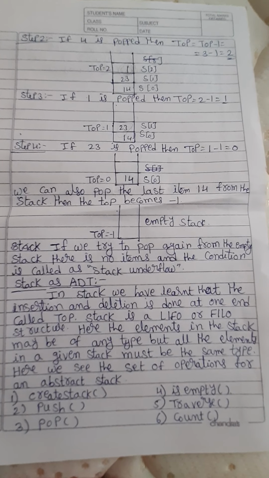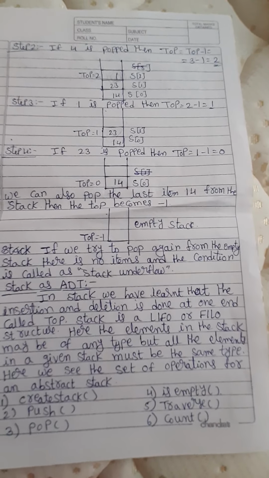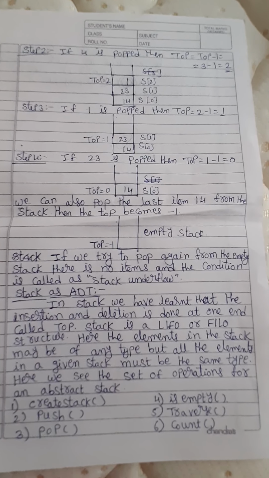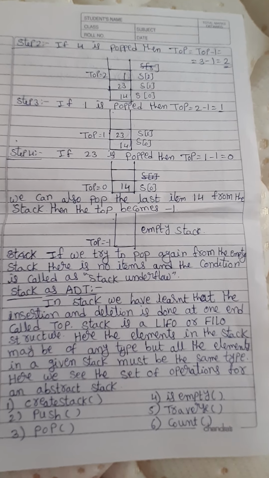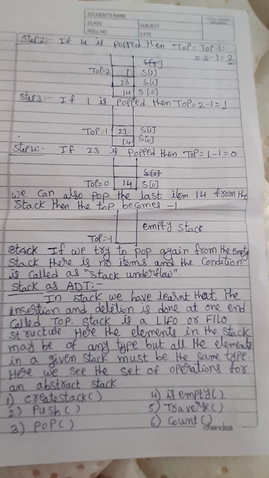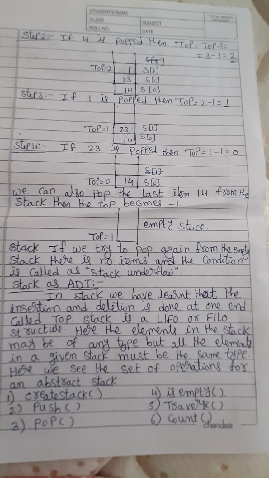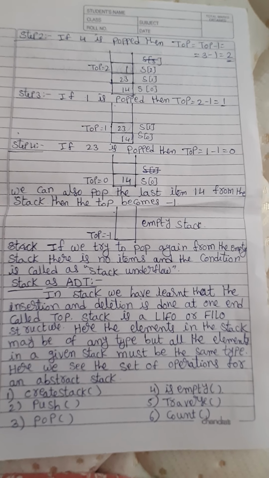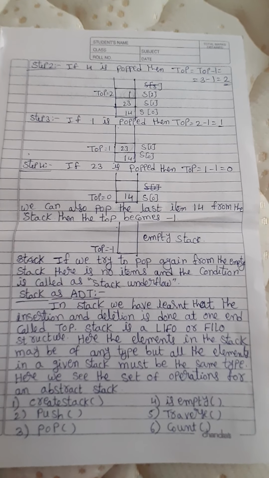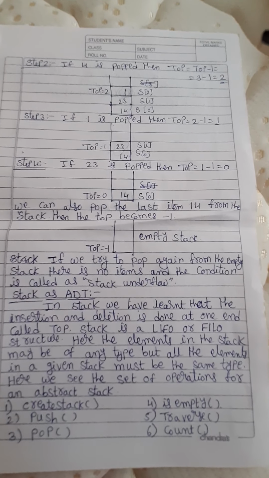Here in the stack already we have seen that insertion and deletion we are going to do at one end called as the top, and here the stack is following the method called as the last in first out method and first in last out method. Here what is meant by abstract data type is the elements in this stack, it may be of any type, but the elements in a given stack must be of the same type. That means whatever the elements that we are inserting into the stack, all the elements must be of the same type, but we can define the type may be any type.